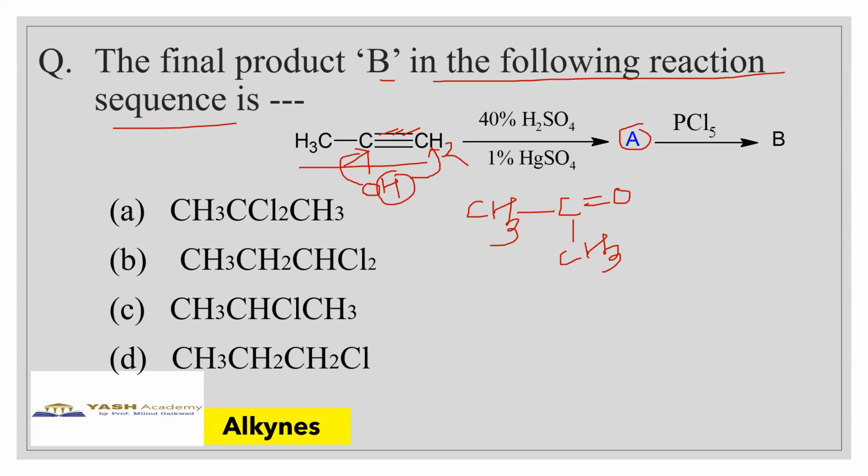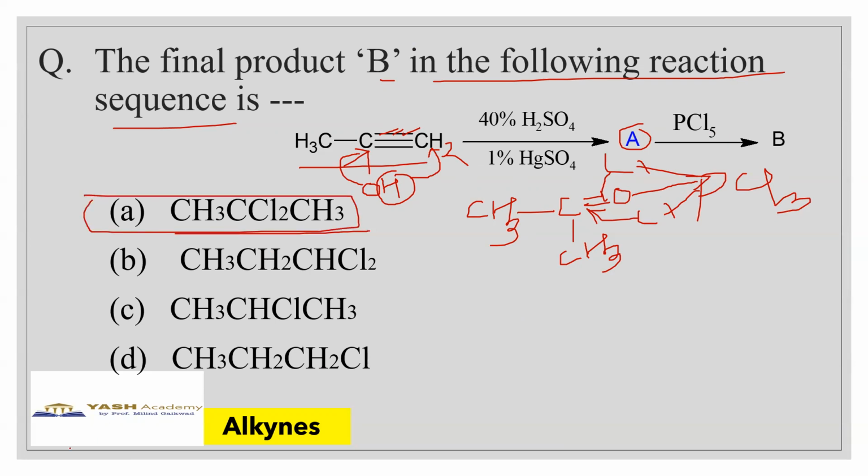And the second reagent is PCl5. With PCl5, oxygen combines with phosphorus to form POCl3, and these two valencies are satisfied by 2 Cl. So the final product is CH3CCl2CH3. A gem dihalide is formed. So the correct answer option of this question is A.